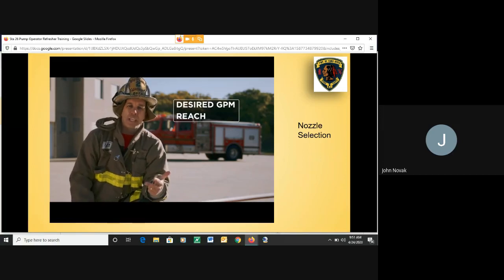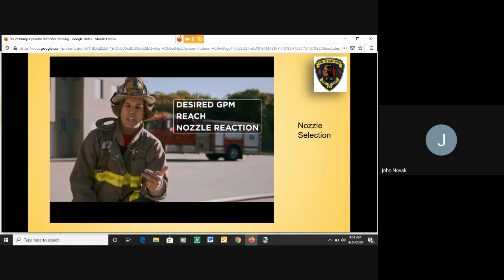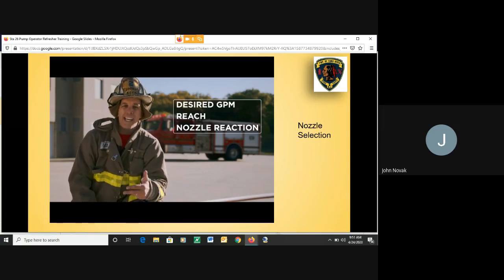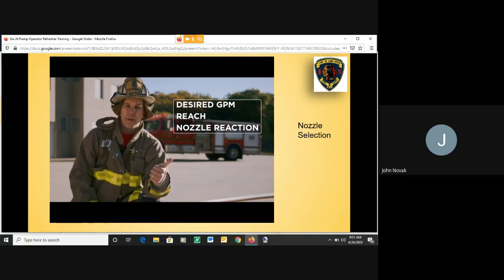And lastly, the one that still is very important is what's the nozzle reaction? What is the combat mobility of it? Is it a nozzle reaction so high that you're not going to be able to move beyond the threshold of the front door, move down that hallway, and get water to the seat of the fire? So understand the 1, 2, 3, the desired amount, the desired reach, and the desired nozzle reaction to give you a nozzle hose package that will get water on your next fire.